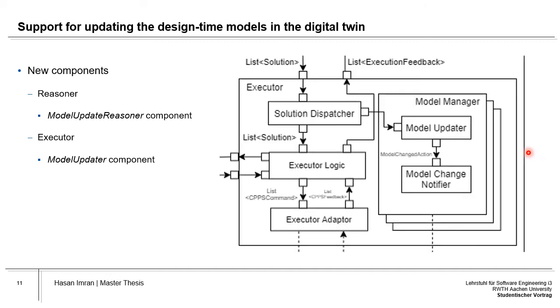In the executor, we have the list of solutions. Again, we would have a model update solution, which the solution dispatcher would filter and send to the model manager. Here it would be passed to the model updater, and the model updater would then update the model. It would create a new model from the design time model, and it would then store it in the data lake, and it would also send a model changed action event to the model change notifier, which would basically then notify the system that the design time model has been updated and a newer model is available.